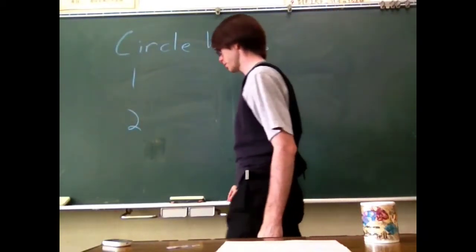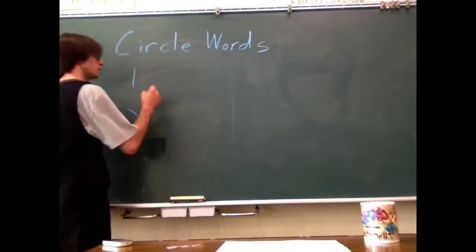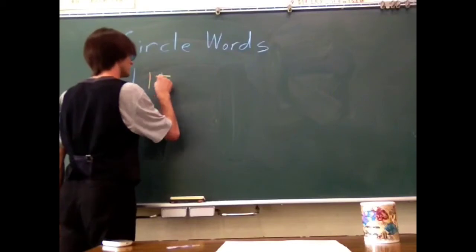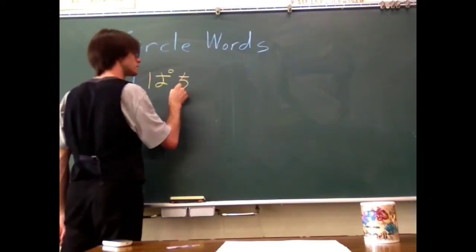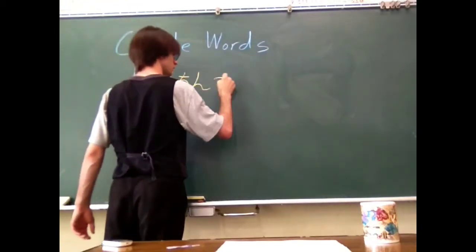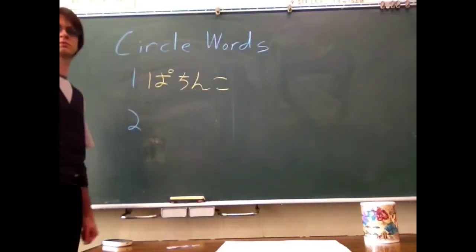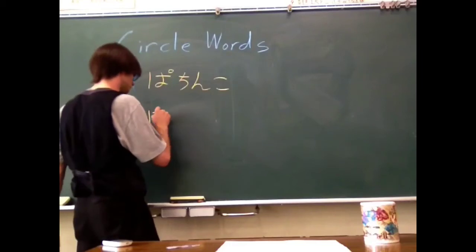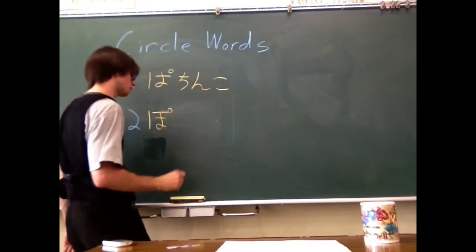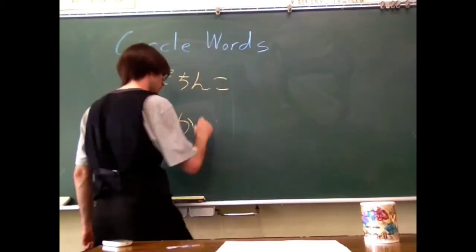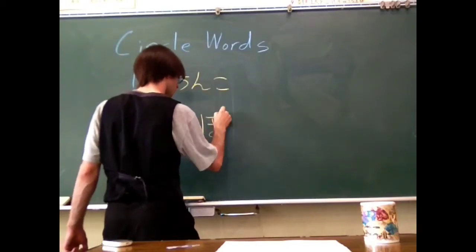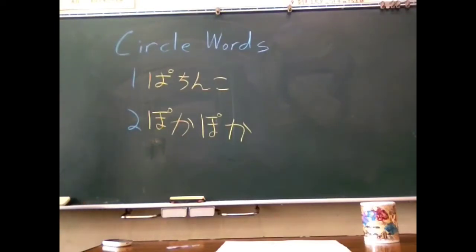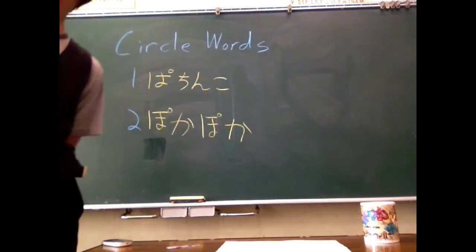Right, so this is the first one. Pachinko. Normally this is written in katakana, but I couldn't think of any more P words. Pa. Chi. Ko. The other, poka poka. Po. Ka. Po. Ka. And that's all for these ones.